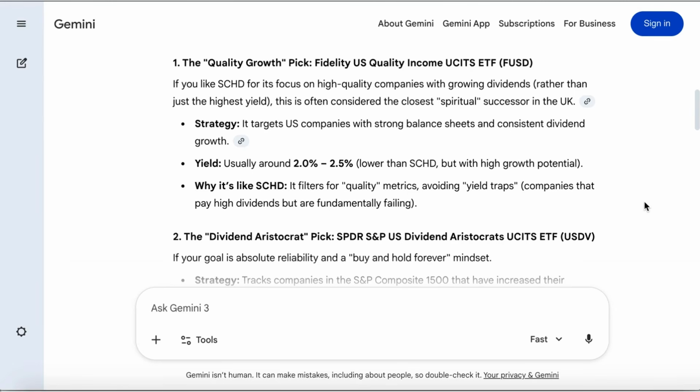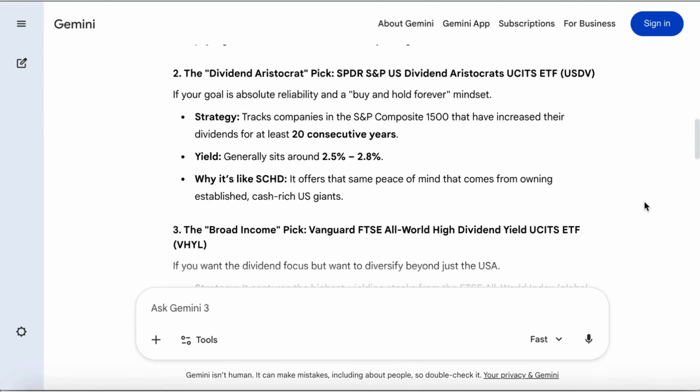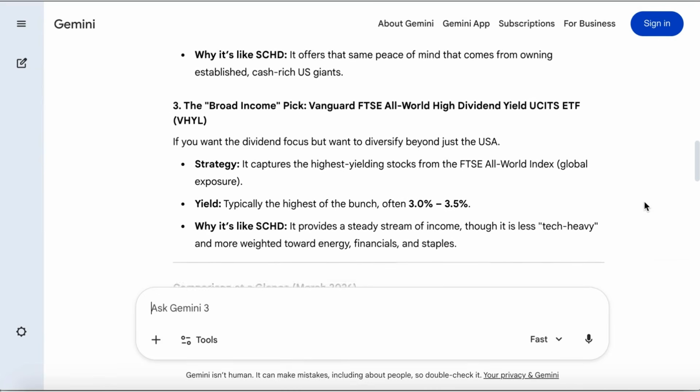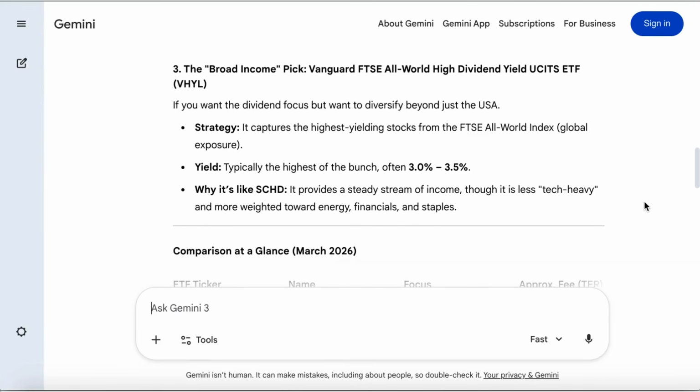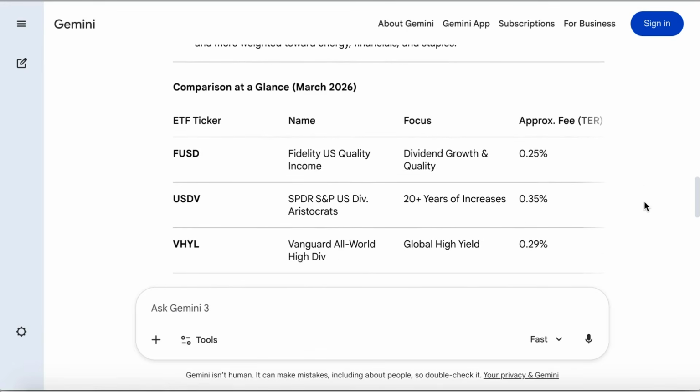First, the quality growth pick, FUSD. Once again, this is described as the closest match to SCHD because it focuses on high quality US companies, strong balance sheets, and growing dividends over time. It also avoids so-called yield traps, companies that pay high dividends but aren't financially strong.